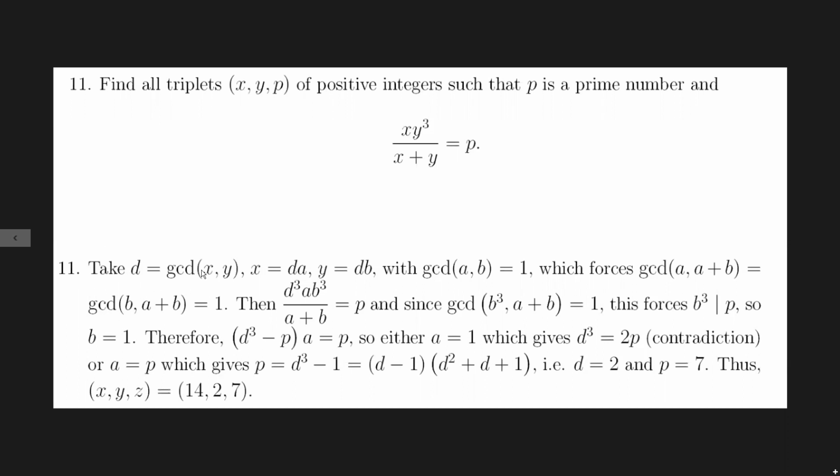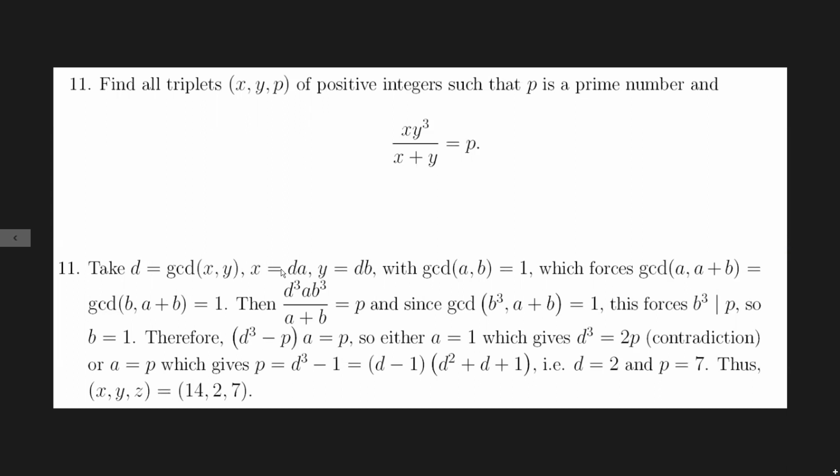So if you let the GCD of x and y, in this case, p is by itself, so we'll leave p for now. We'll just consider x and y. So let the GCD of x and y be d. And if the GCD of x and y is d, it means that x is d times something, so I'll call that something a, and y is d times something else, I'll call that b. Right, so I could write x is dA, y is dB.